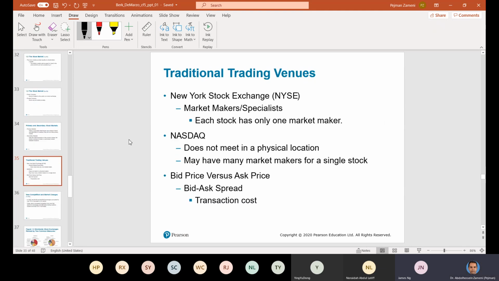Okay, there are some names here. Traditional trading venues: New York Stock Exchange, NYSE, market makers, specialists. Each stock has only one market maker. Who is a market maker?